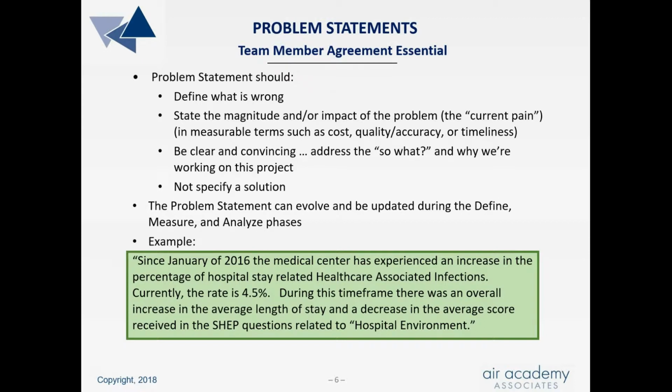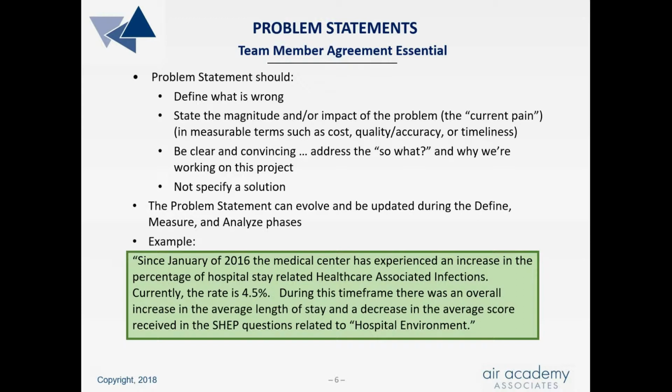Problem statements are key to launching a project on the right track. If the problem statement is not clear and concise, it can result in problems downstream. It is important that all team members take some ownership in the statement, and consensus should be reached. The problem statement should define what is wrong. State the magnitude and/or impact of the problem, in other words, the current pain that is being felt. And it should be in measurable terms such as cost, quality and accuracy, or timeliness. Be clear and convincing. Address the so what and why we're working on this project. Do not specify a solution.